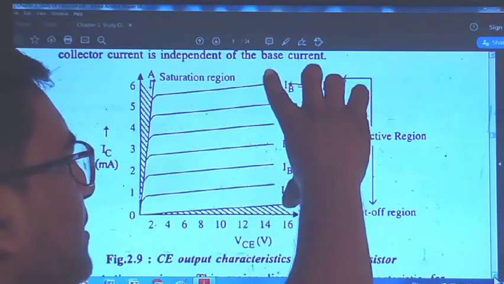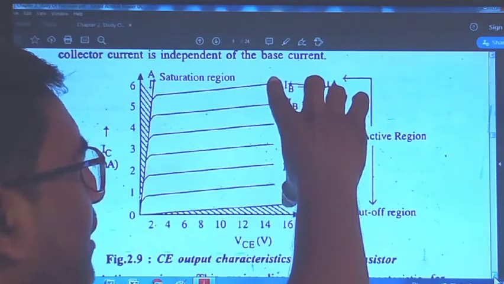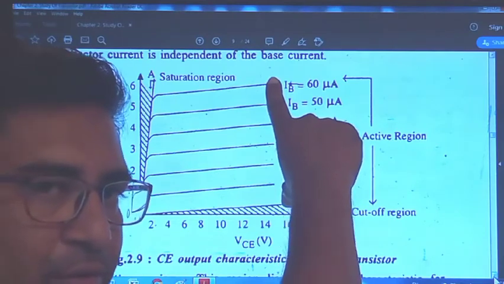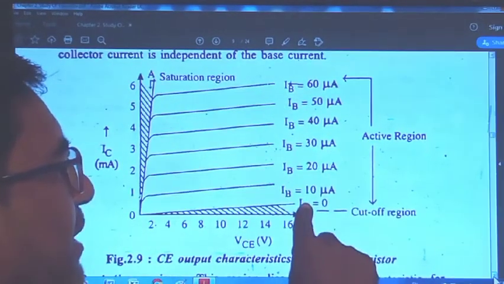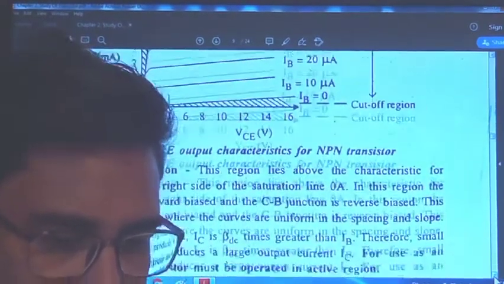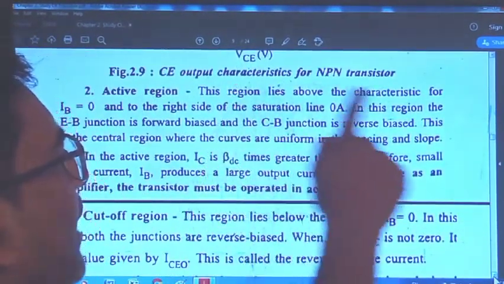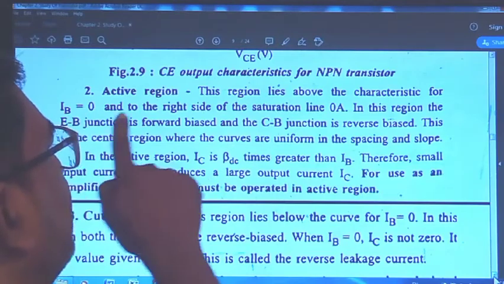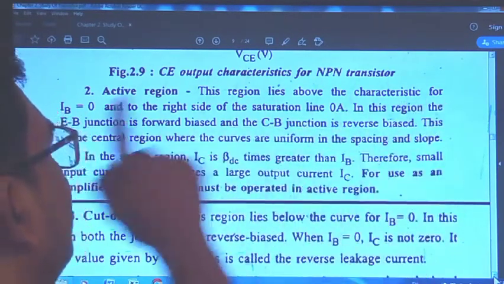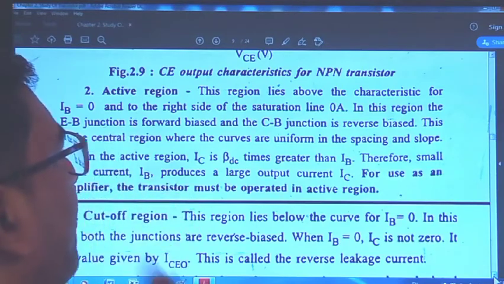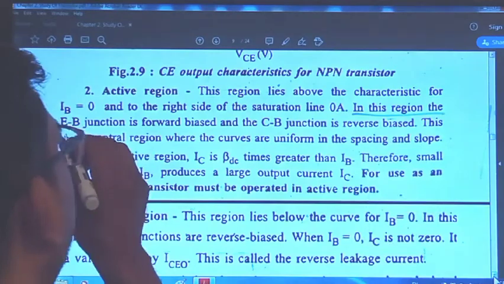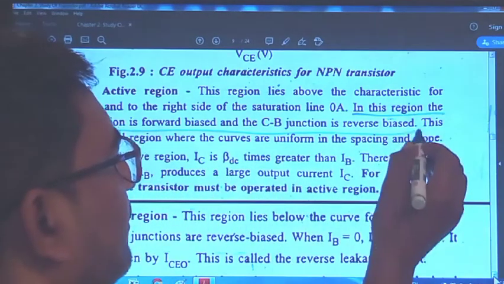Now, this is the active region, where the output is going to be considered. This is considered as the active region. In this active region, you just see here, the region lies above the characteristic of IB equal to 0 and to the right side of the saturation line OA. In this region, the emitter base junction is forward biased and the collector base junction is reverse biased. Here, whatever I am marking, it is important.